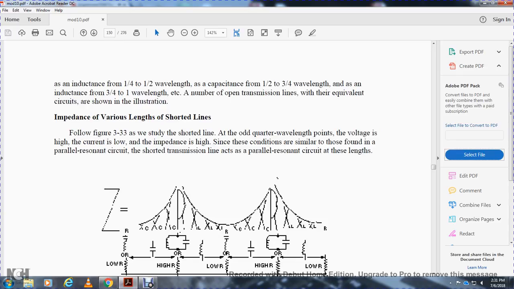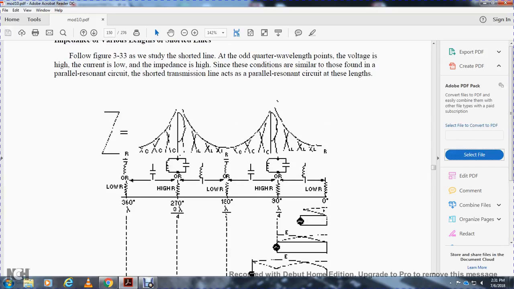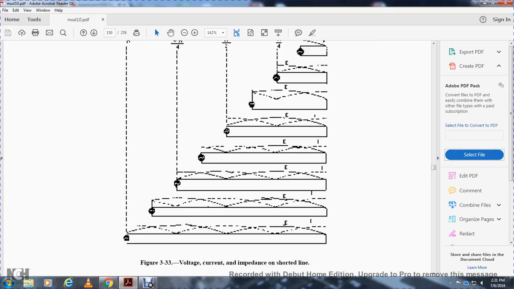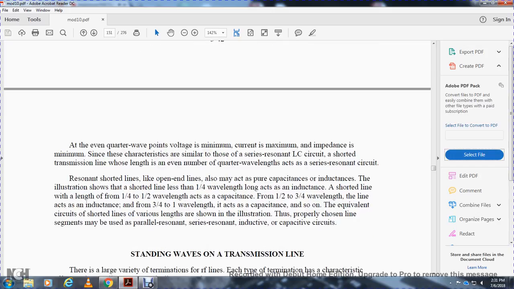Figure 333 shows that, starting with the odd quarter wavelength, the voltage has a high current level and the impedance is high, since the condition is very similar to that found within the parallel resistance circuit. Shorted transmission lines act as parallel resonant circuits at these lengths. It shows the impedance is equal to the reactance. Various current and impedance on a shorted line.